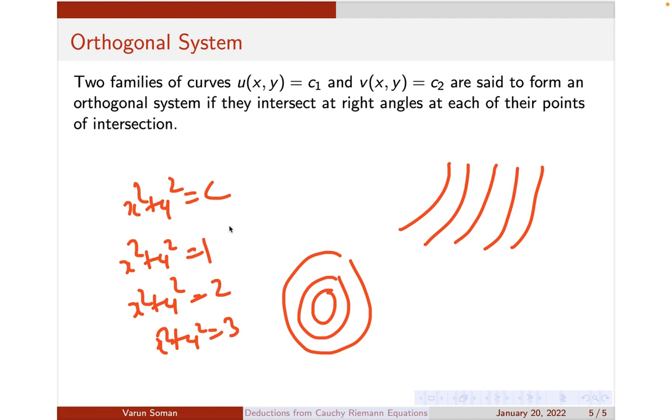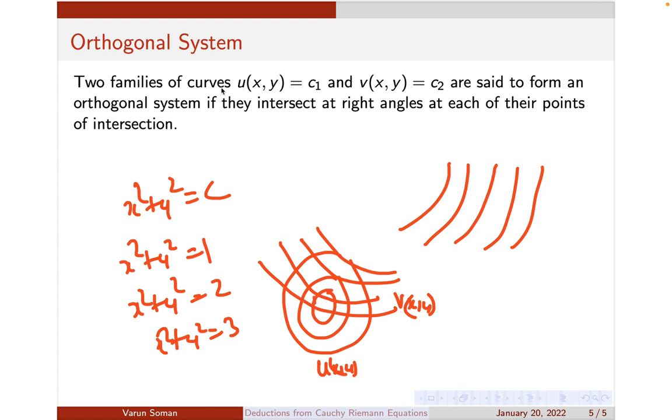Now, taking two families of curves. Suppose this is one family and there is another family like this, going like this. So this is one family u of xy and some other family v of xy. You can see that these families are intersecting at some point.